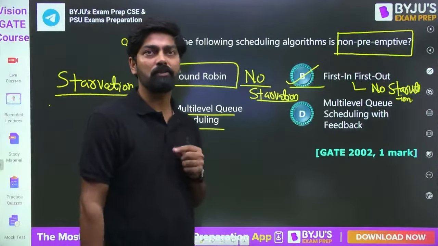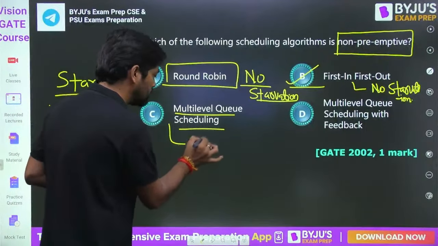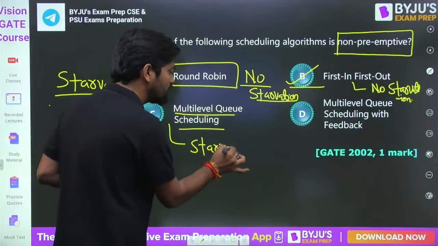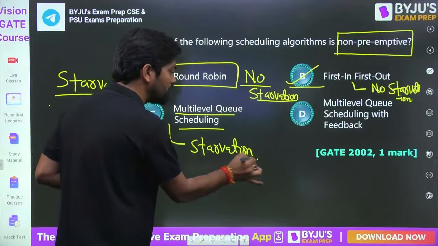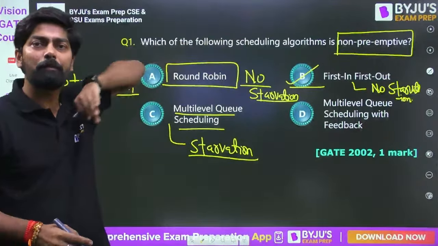Fine. What about the multi-level queue scheduling algorithm? In multi-level queue scheduling algorithm, there is starvation. So here it is starvation. Why is there starvation, my dear friend? I think everyone knows. In multi-level queue, what do we have? We have multiple queues.